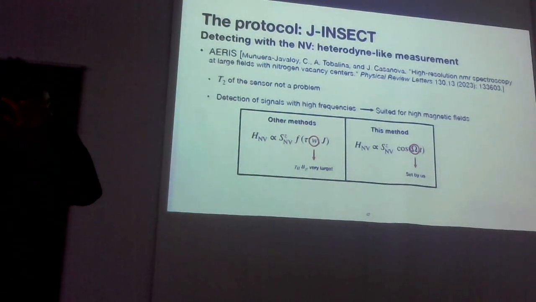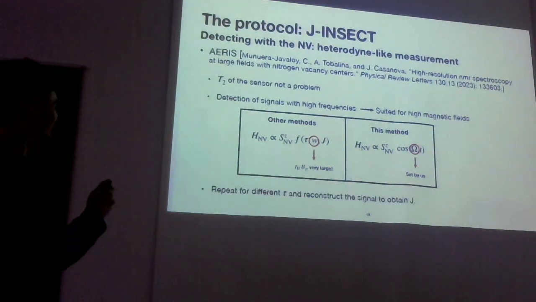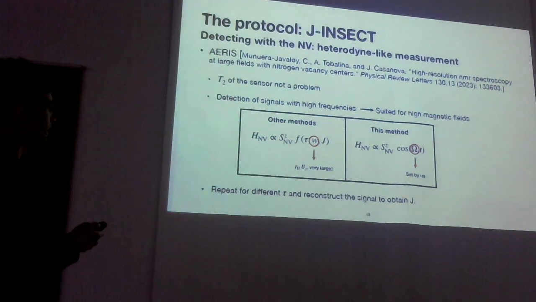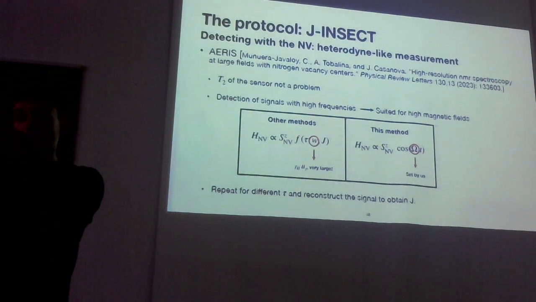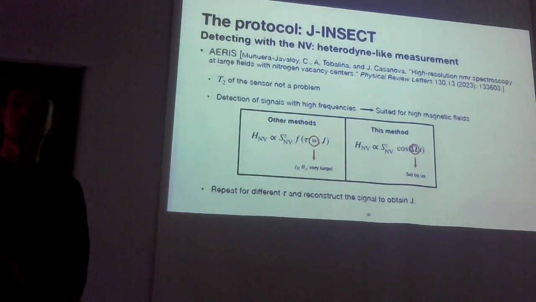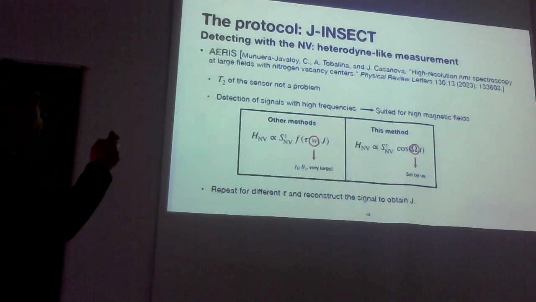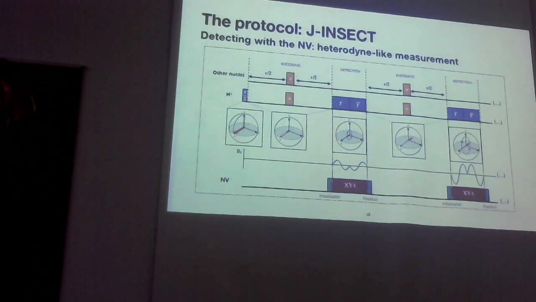When they proposed this, they were very smart. So then what you have to do is repeat the encoding process a lot of times, and in the end you can reconstruct a signal that encodes the information about the J-couplings in this case. Now you know this is more or less the structure of the protocol.